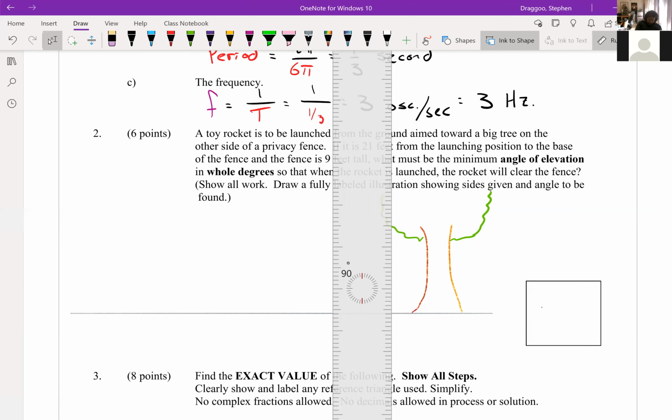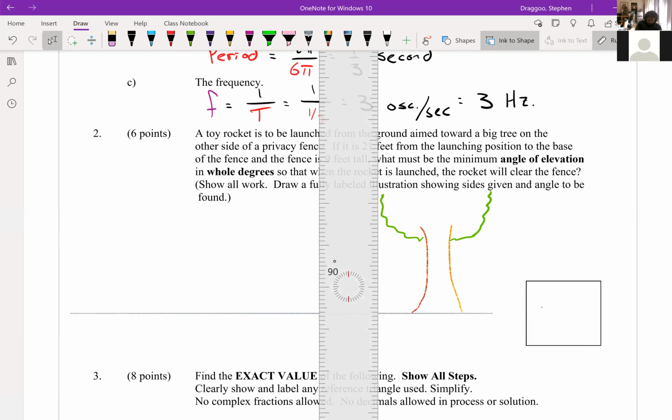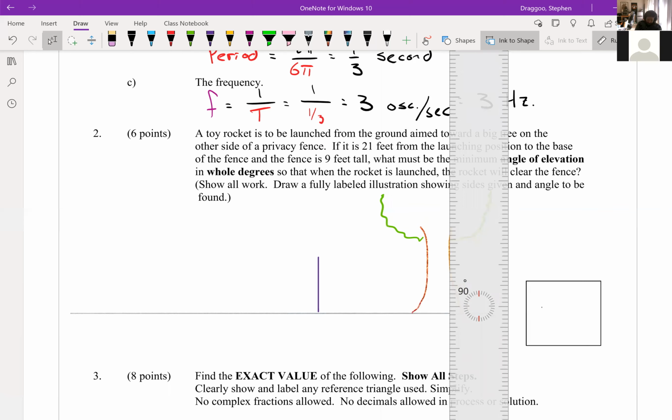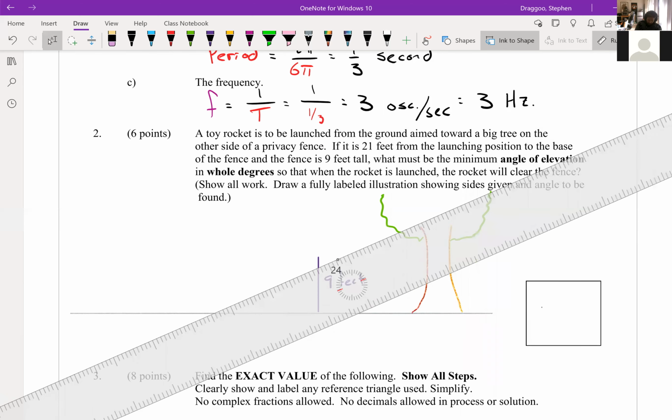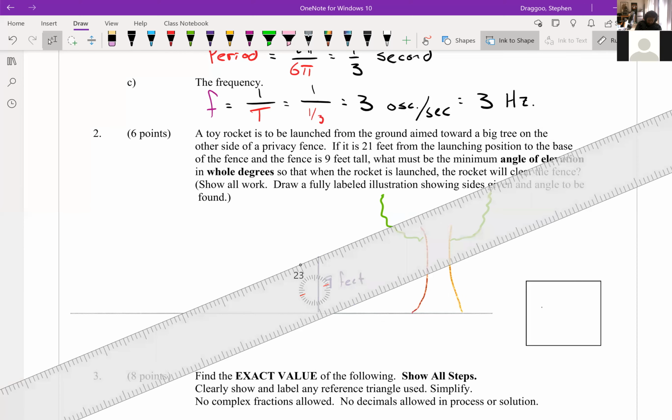Okay, so we've got a fence that's got to go somewhere. How about a purple fence? Cool, here's our purple fence. We know it's 9 feet tall. And our rocket is somewhere off to the side of this thing, and we want to aim it so that it'll hit the tree. Not really drawing this thing to scale, but whatever.